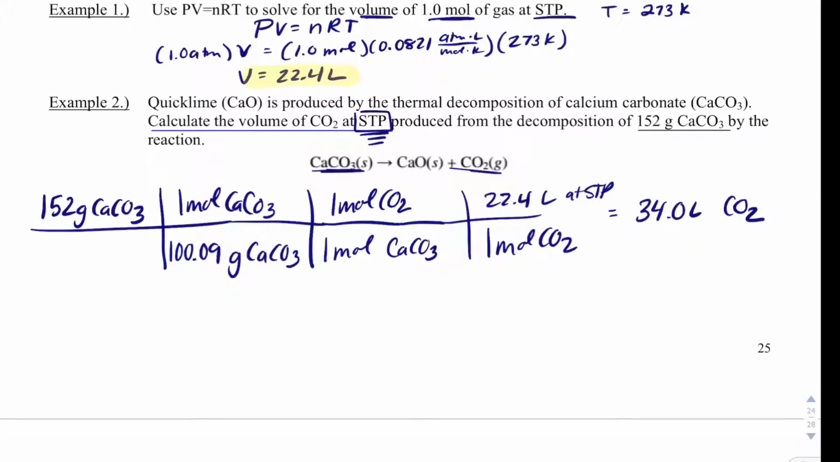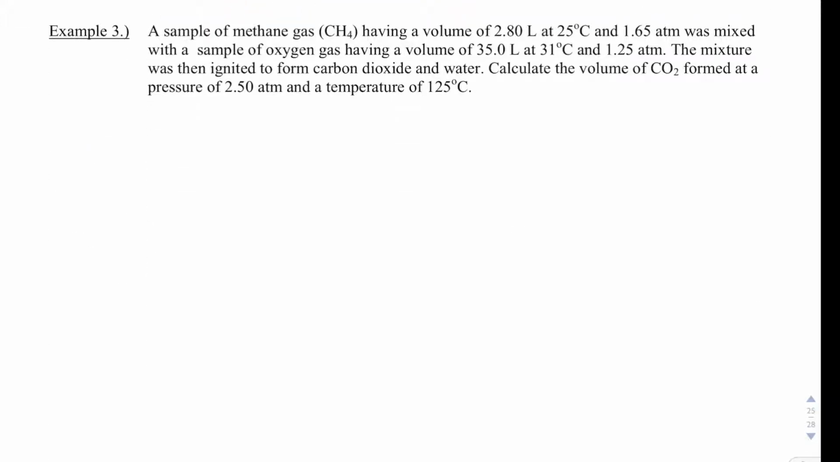The reason we need to talk about gas stoichiometry is, what do you do if you're not at STP? And the answer is nothing different. So we have a sample of methane gas here. It has a volume of 2.8 liters, 25 degrees Celsius, which is 298 Kelvin, and a pressure of 1.65 atmospheres. And we're going to mix it with oxygen gas, which has 35 liters, 31 degrees Celsius, which is 304 Kelvin, and 1.25 atmospheres. The mixture is going to be ignited to form carbon dioxide and water.